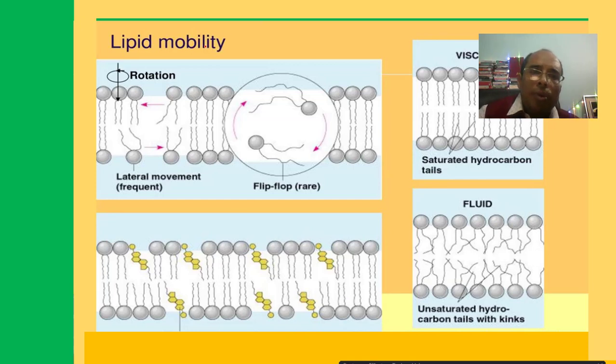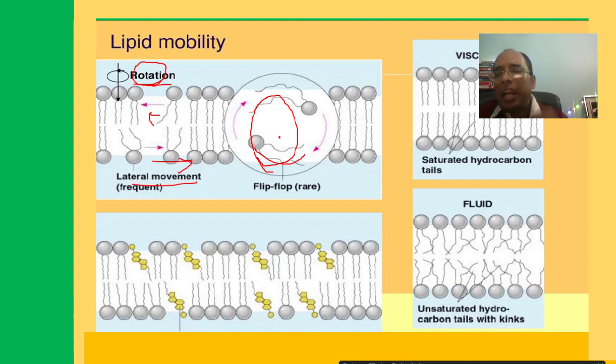Now lipid mobility. You have to know what is fluidity and what is mobility. Mobility means, look here, this phospholipid can rotate. These phospholipids can undergo lateral movement, and they can also flip-flop. This is called mobility. It can move across the space between each other like this: flipping, lateral movement, rotation.